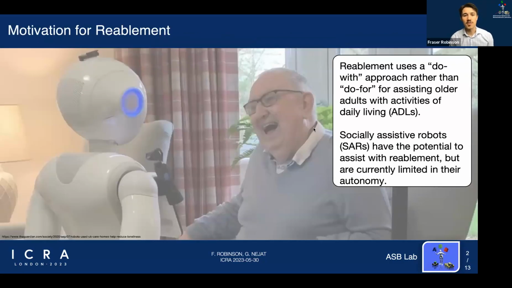As adults age, activities of daily living become more challenging to complete. Reablement uses a do-with approach rather than a do-for approach to help older adults maintain activity of daily living independence and stay in their own homes for longer. Socially assistive robots have the potential to increase capacity of delivering reablement care. However, they are currently limited in their autonomy.